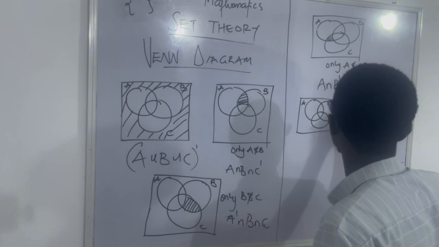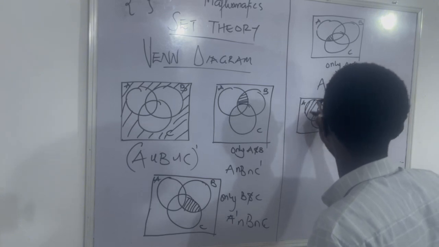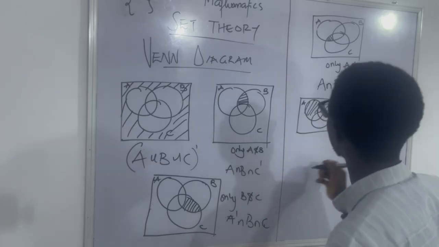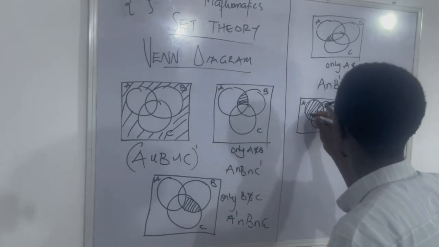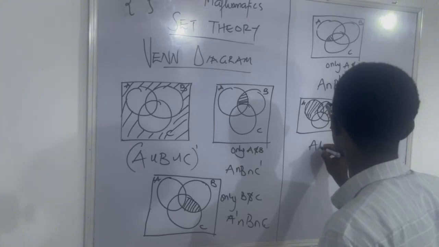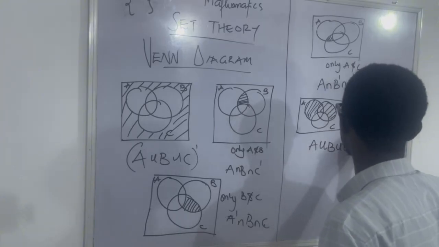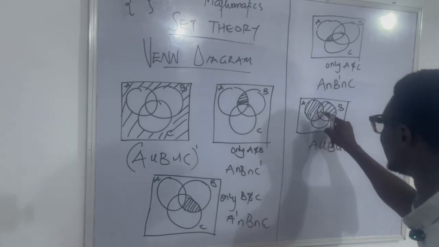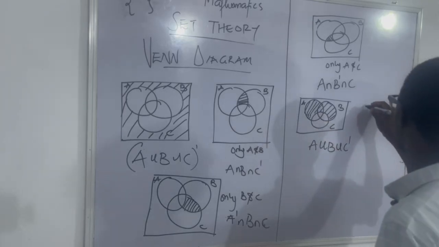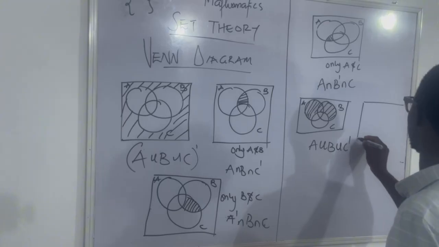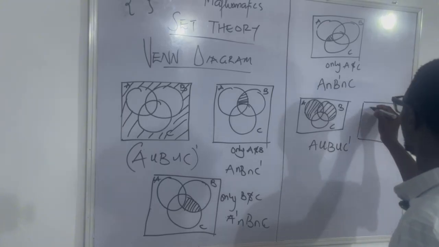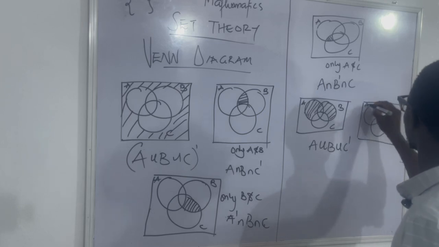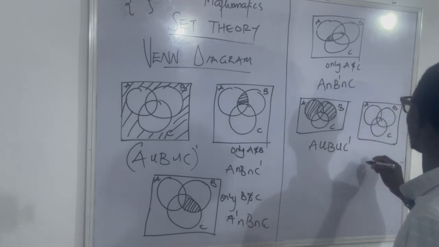So we're talking about this A, B, C. So I'm shading both A and B together, bringing them together. So that's A union B union C complement. You can see C is not shaded at all, not even any drop was shaded. So we can move to the other one. A, B, and C.